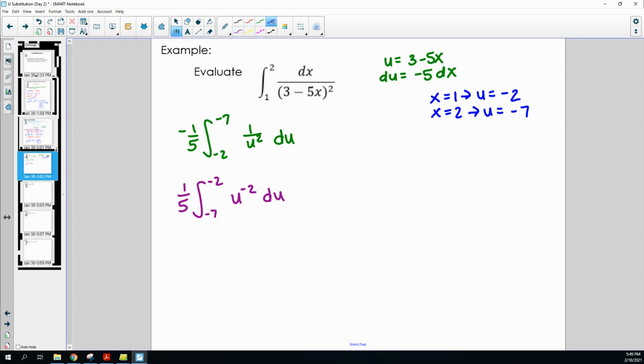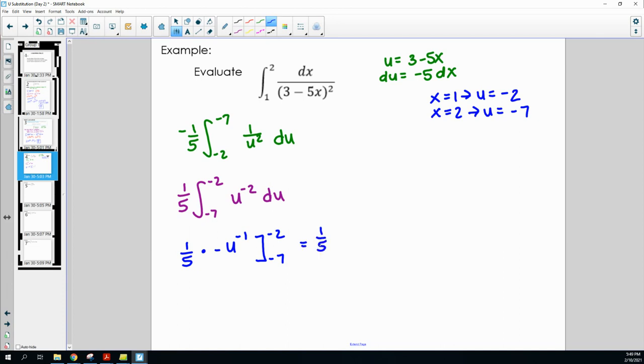So now I'm going to take the antiderivative of u to the negative 2, so that 1/5 is on the outside, increase the exponent by 1 to get negative 1, and then divide it in front. So I'm just going to say multiplied by negative u to the negative 1. And I'm going to keep it in terms of u since I changed the bounds. And now I'm going to evaluate it from negative 7 to negative 2.